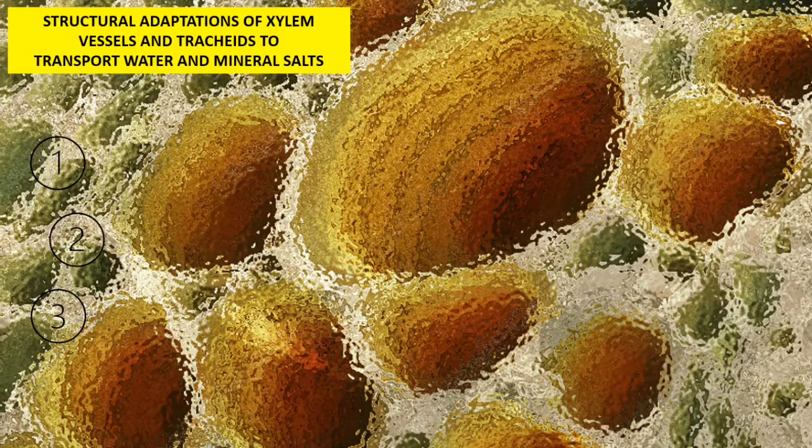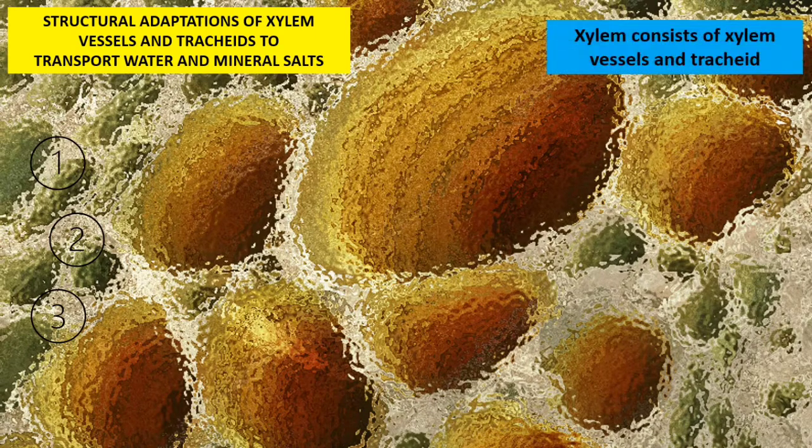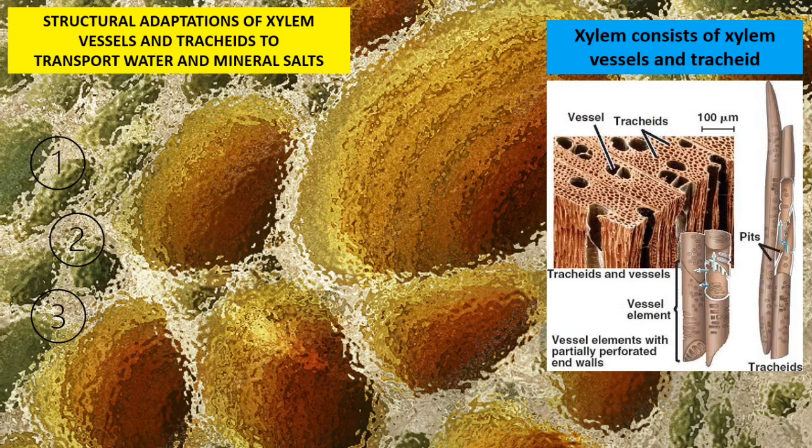Okay, what is the structural adaptation of xylem vessel and trachea? So xylem actually consists of xylem vessel and trachea. So this is the diagram of xylem vessel and trachea. First we discuss the structural adaptation of xylem vessel.